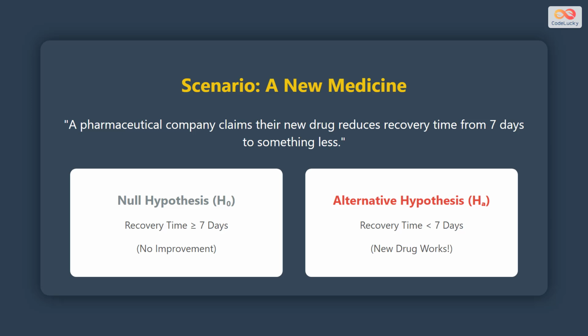Let's look at a real-world example. Imagine a pharmaceutical company claims a new drug reduces recovery time from the standard 7 days. The null hypothesis says the recovery time is still 7 days or more, no improvement. The alternative hypothesis, our research claim, states that recovery time is strictly less than 7 days. This would be a left-tailed test.